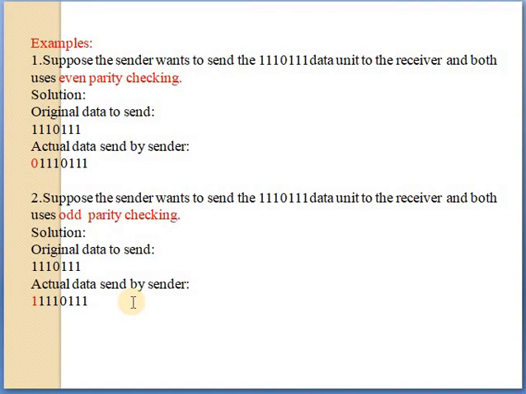This is all about today's lecture. In the next lecture, we will discuss the concept of LRC, that is longitudinal redundancy check, and CRC, the cyclic redundancy check method. Thank you.